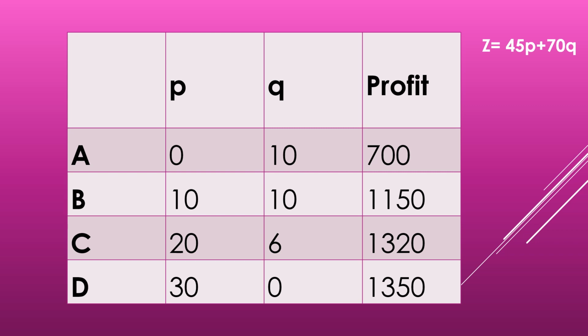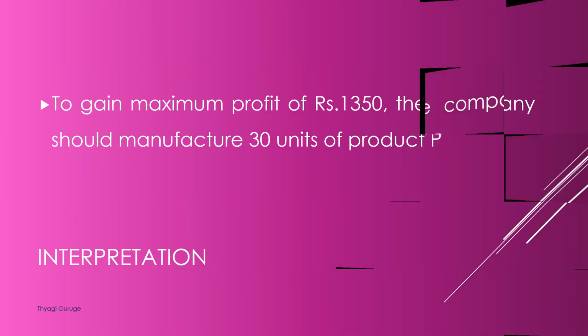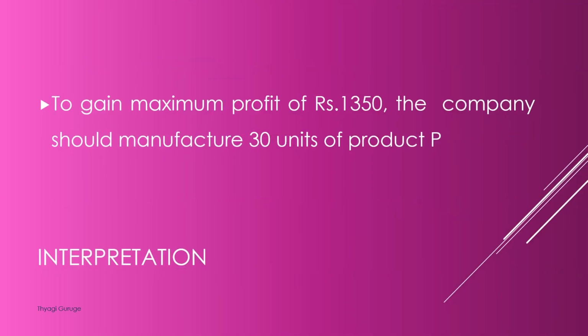What we have come up with is the highest profit figure. According to the question, the highest profit figure is 1350. Let's interpret the result. We can conclude that to gain the maximum profit of rupees 1350, the company should manufacture at least 30 units of product P.